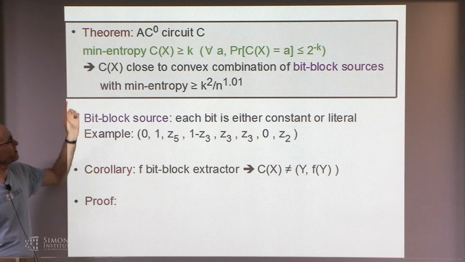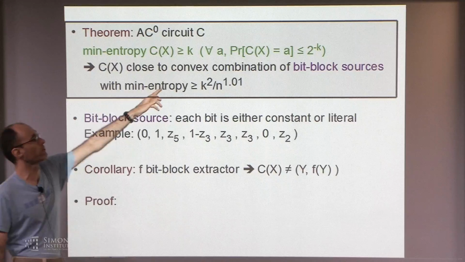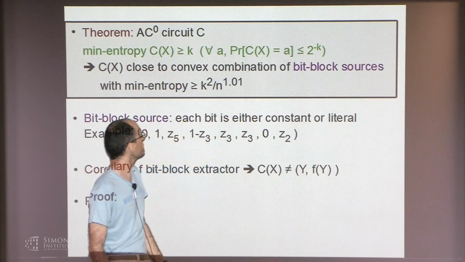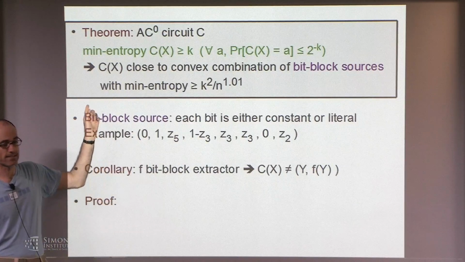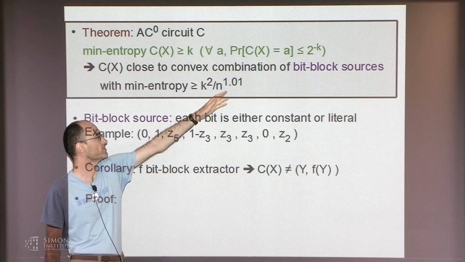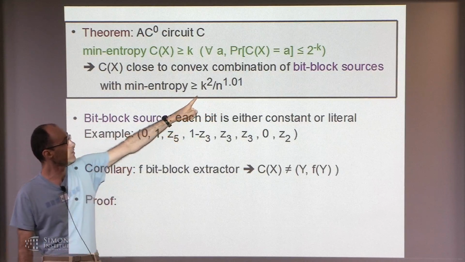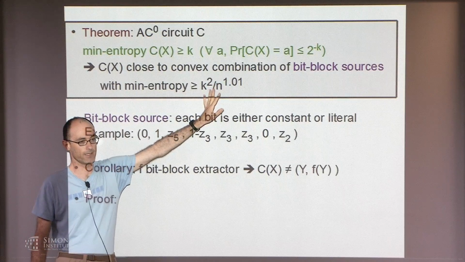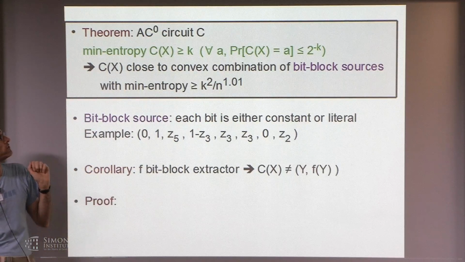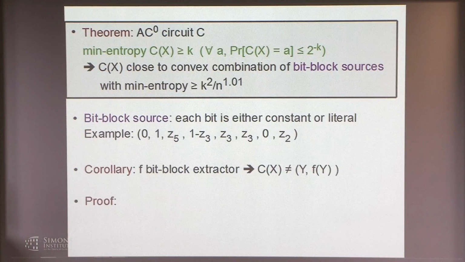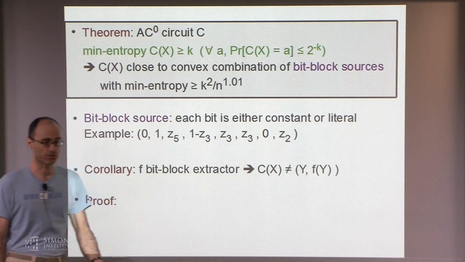the output distribution of the circuit is very close to a convex combination of much simpler sources. It's something I'm going to call bit block sources. And moreover, these things have high min-entropy also. The min-entropy is k squared over n to the 1.01. It's not important, but basically, when k is a bit larger than root n, then you still have a lot of entropy in your sources. Okay, so if the circuit is sampling something which has min-entropy a bit larger than root n, then actually you will still have high min-entropy bit block sources.